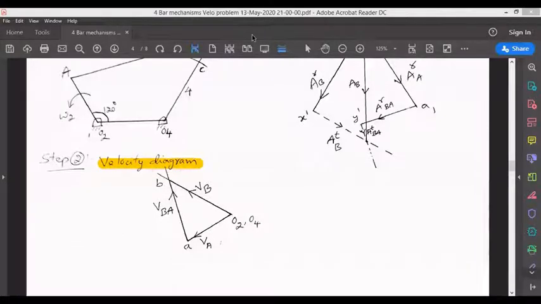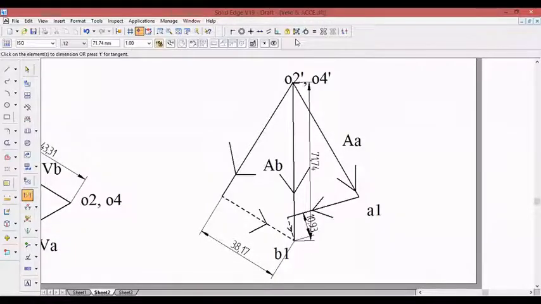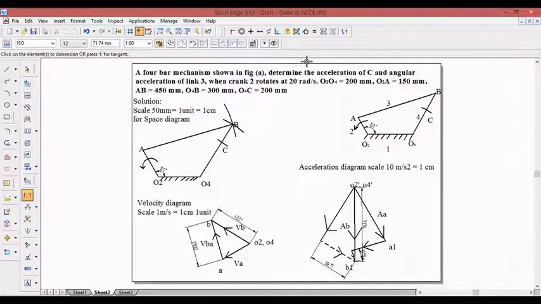Just to explain, we are using the Solidate software, but I suggest students draw the manual diagram like this.